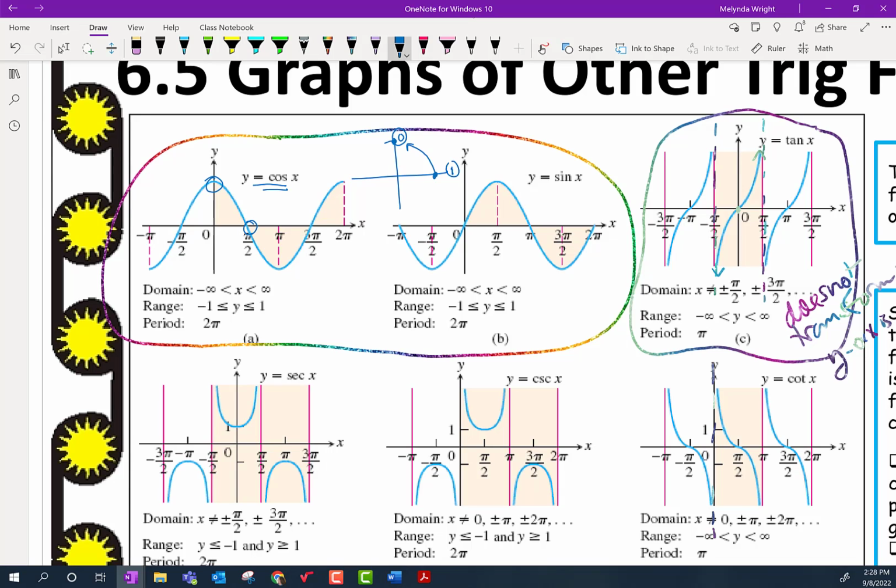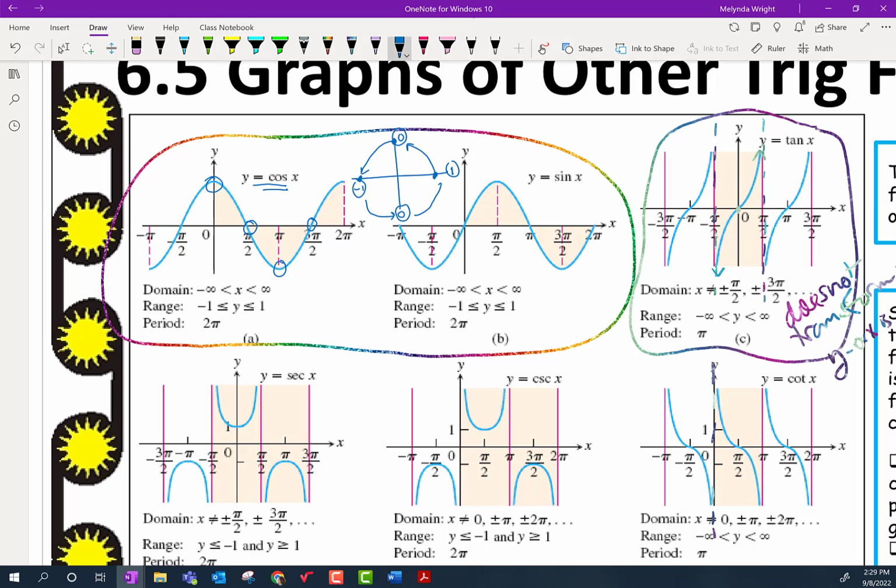And as we continue to rotate around at pi, we know that cosine is -1, and we can see that at pi, that value is -1. Continuing on around to 3 pi over 2, we know cosine here is 0. As you can see on the graph, it's 0.